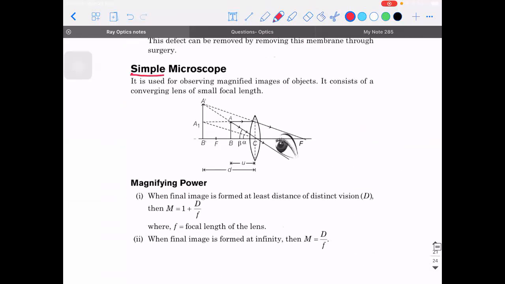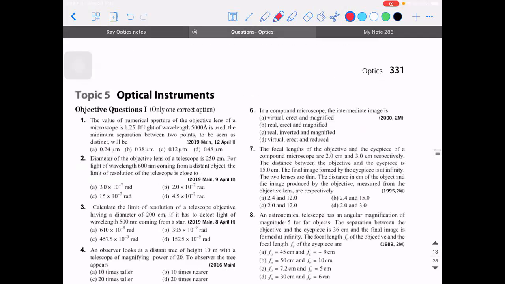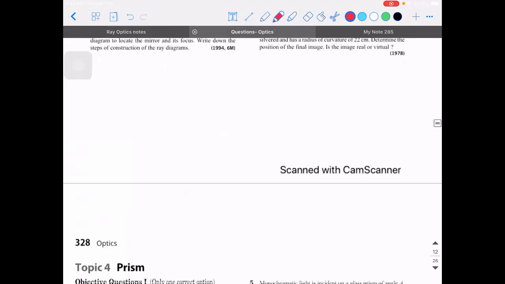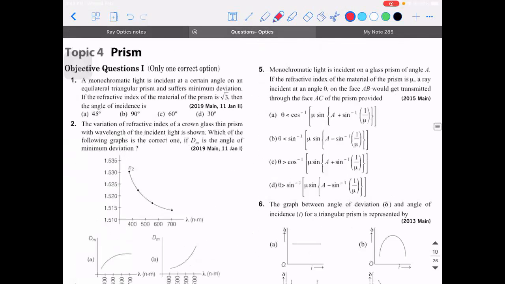Next is simple microscope. We'll do one thing. We'll do problems, then we will do this microscope concept. We'll do 2-3 problems based on prism. So let's try this out.